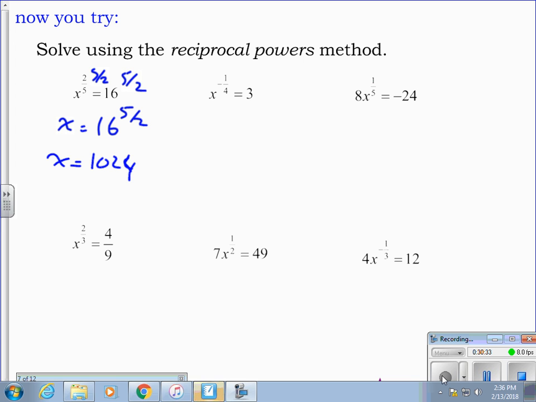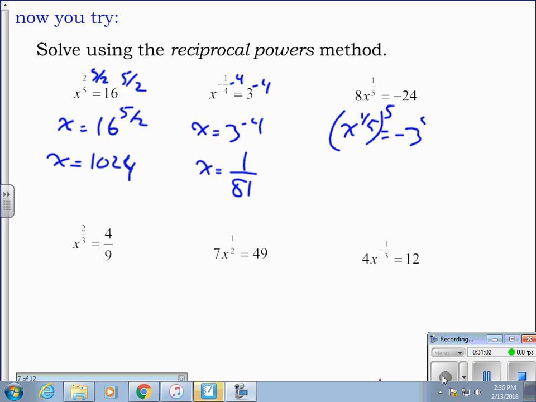Okay. Next one, I need to get rid of the negative 1/4. So I raise them both to the negative 4 power. So I get x equals 3 to the negative 4. x equals 1 over 81. Next one, I divide both sides by 8. x to the 1/5 equals negative 3. Raise them both to the 5th power. x equals negative 243.